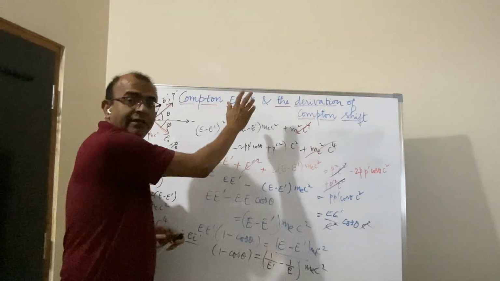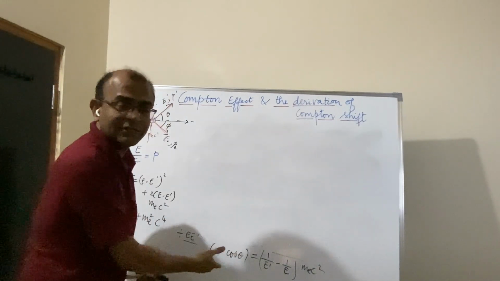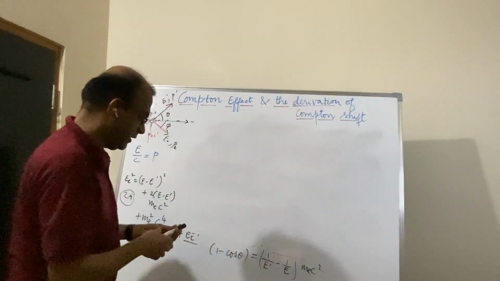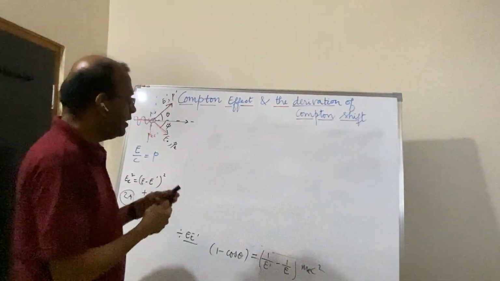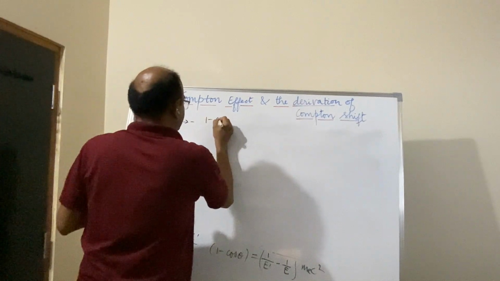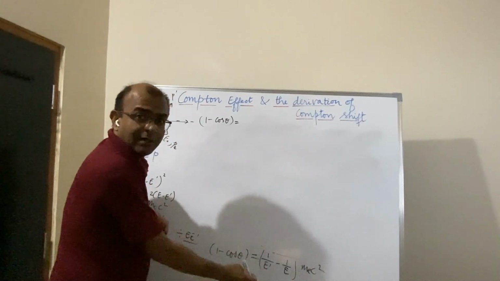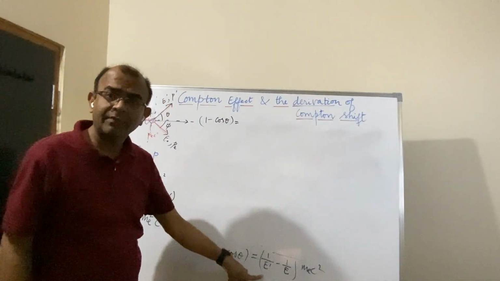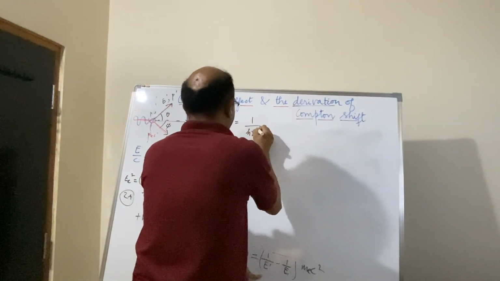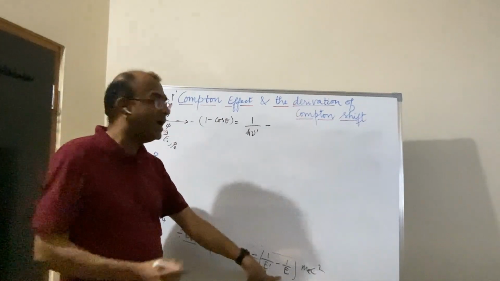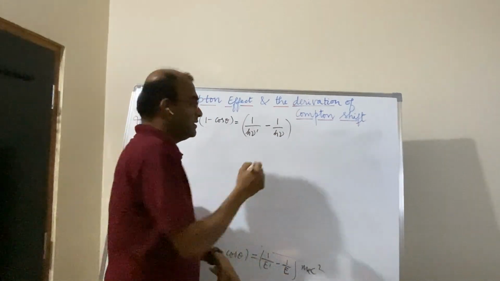Now I will proceed from here. I have kept only the last equation for further progression of this derivation. That is, 1 minus cos theta is on one side. I have 1 over E prime, which I can write as 1 over h nu prime, minus 1 over E, I can write 1 over h nu, times m_e c squared.